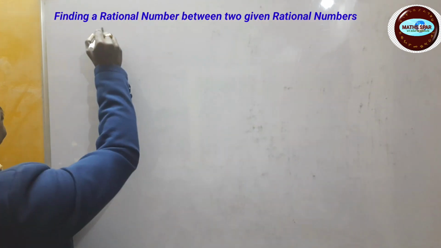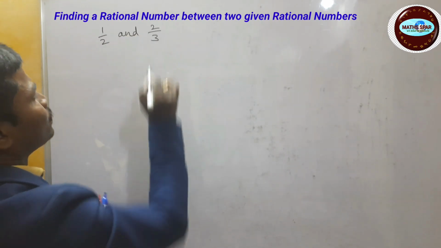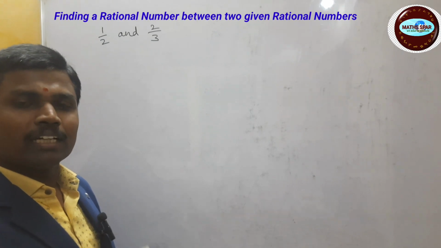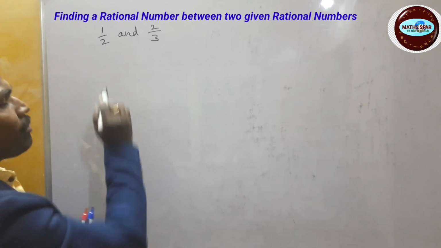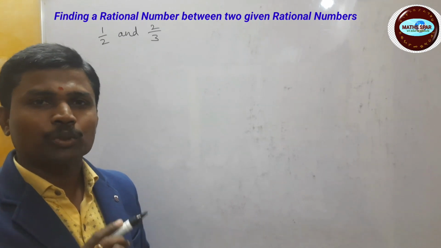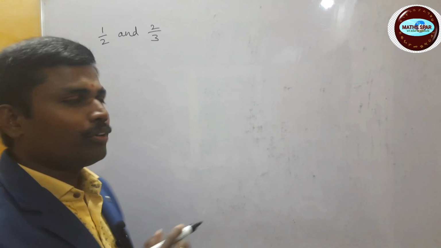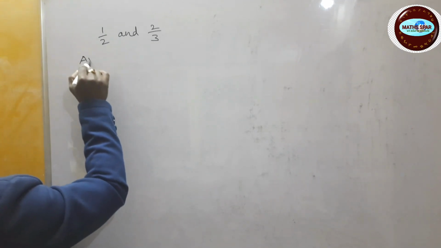This video is about finding rational numbers between two given rational numbers. If I consider 1 by 2 and 2 by 3 as two rational numbers, and I am asked to find one rational number between these two, how do I find it? For that, I will use the average method.